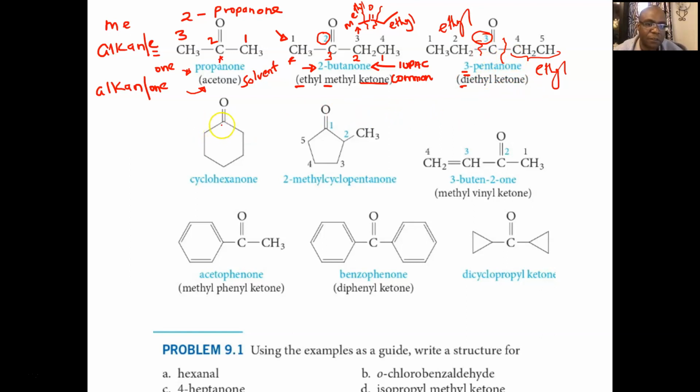Here, the carbon is sitting on the ring. You have 6 carbons in the ring. So it's cyclohexane. You drop the E, add O-N-E. So it's cyclohexanone.